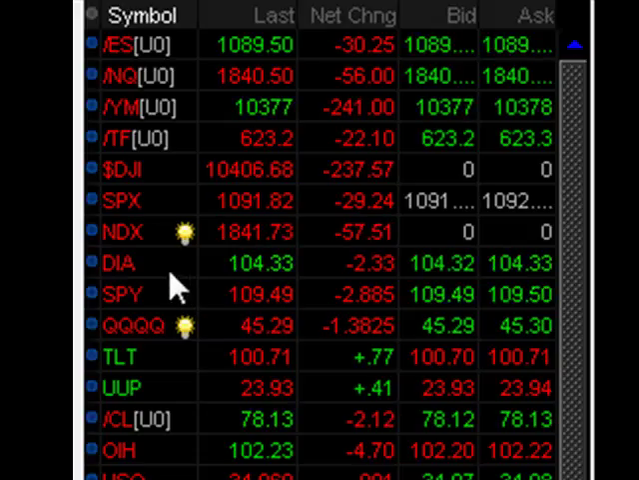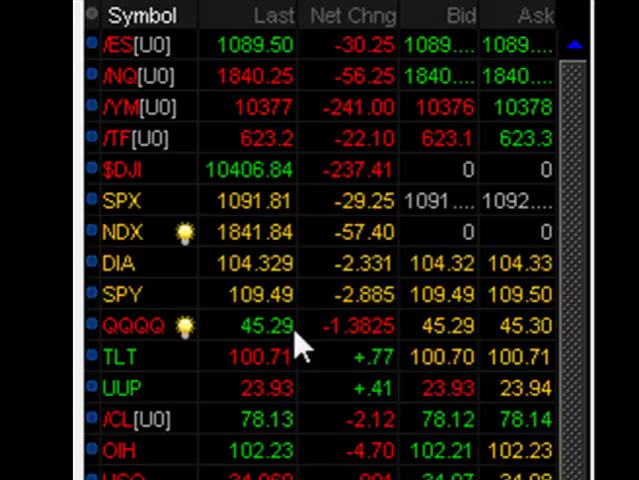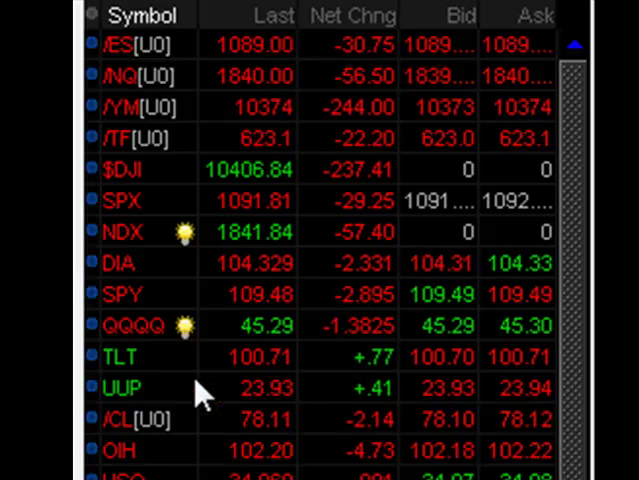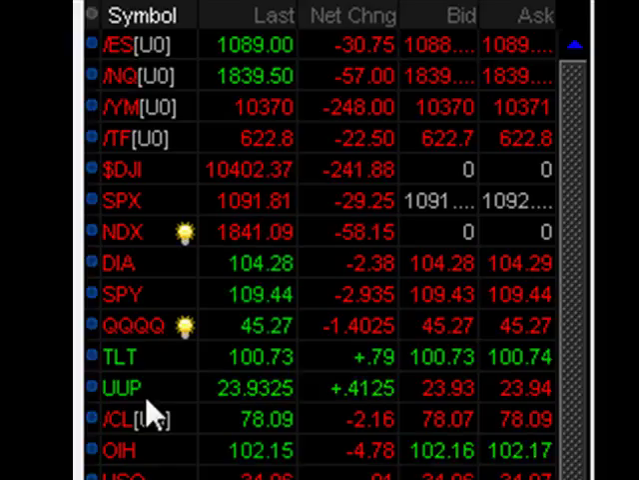Here are your ETF tradables: the Diamonds, the Dow, the SPY, the Spider, S&P 500, and the QQQ, which is the NASDAQ 100, all down and accelerating. But then when you get to bonds, right here, TLT, and then the dollar, UUP, you see they're green.